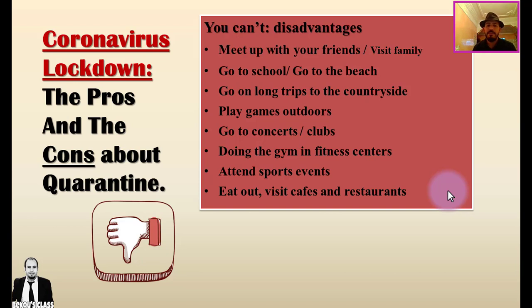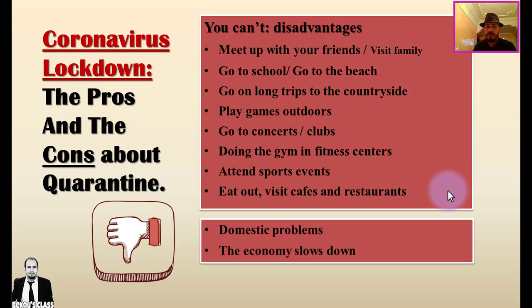So you cannot meet up with your friends or visit family. You cannot go to school. You cannot go to the beach, and you cannot go on long trips to the countryside. You cannot play games outdoors. You cannot go to concerts, clubs, and also you are not allowed to go to the gym in fitness centers, and you are not allowed to attend sport events, and you cannot eat out, or visit cafes and restaurants.